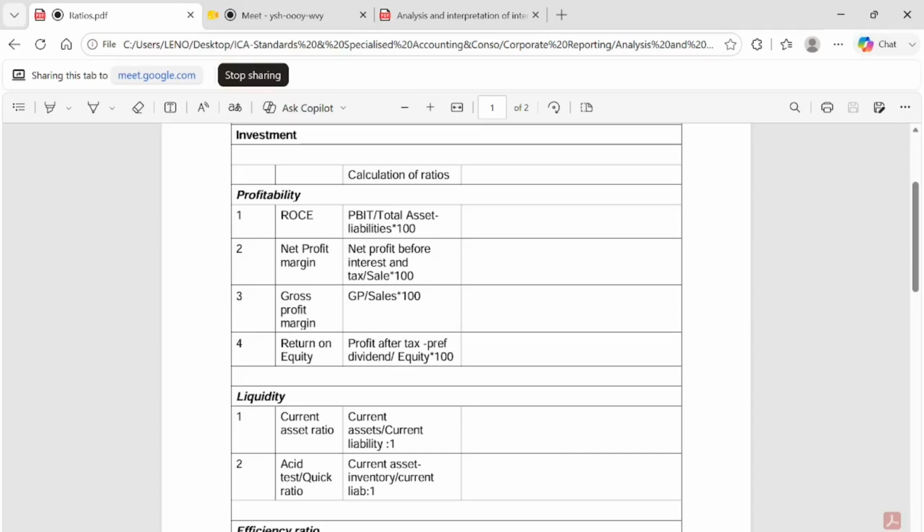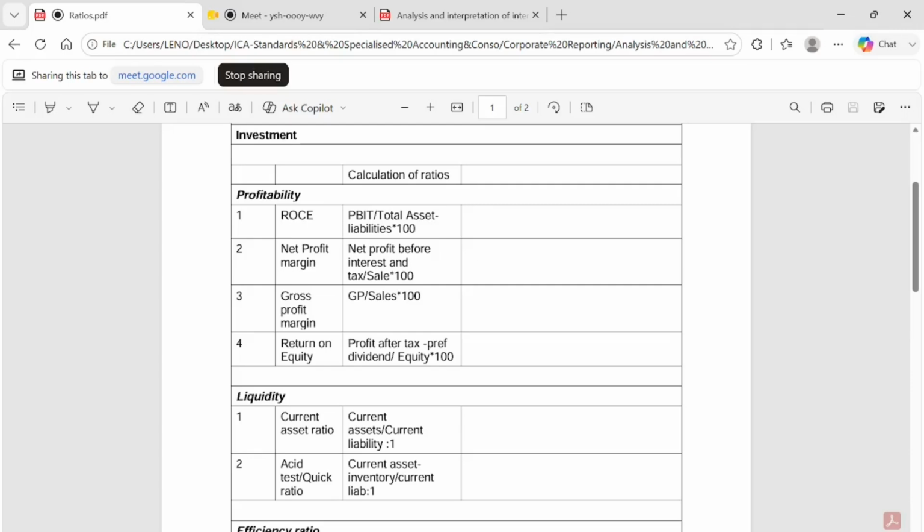So here the first one is ROCE. ROCE is return on capital employed. The full meaning of this one is return on capital employed. What does this mean? What ROCE means is that investors inject their money into the business. How much are they getting from the investment? Assuming they invest 1 cedi, how much are they getting in return for their investment of 1 cedi? That is the reason for the formula you see over here.